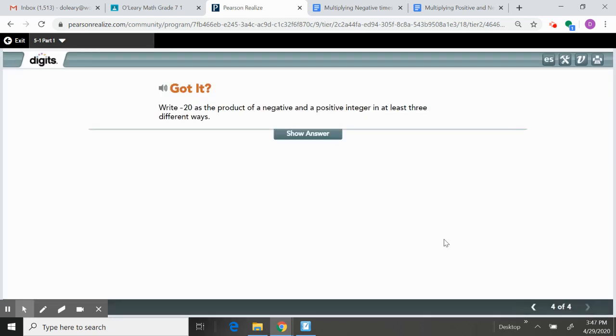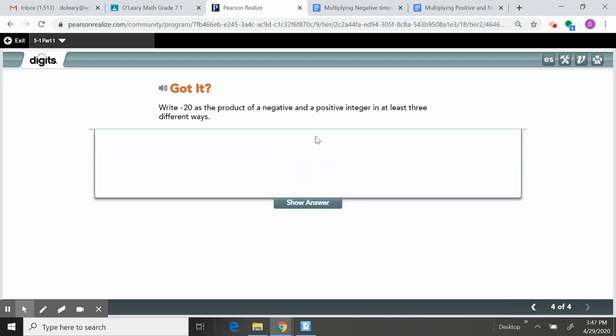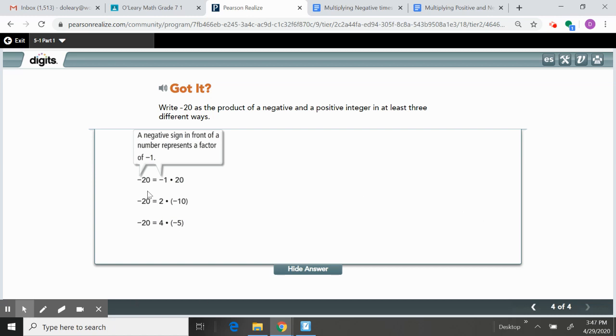And this last one I kind of like. It says write negative 20 as a product of a negative and positive integer in at least 3 different ways. So in other words, what are the different ways you could multiply and get negative 20? What different numbers could you multiply to get negative 20? And there's a lot of different ways to do that. They showed you some here. Negative 20 could equal negative 1 times 20. Negative 20 could equal 2 times negative 10. Negative 20 could equal 4 times negative 5. And there's other ways you can do that too, but they just show you a couple different ways.